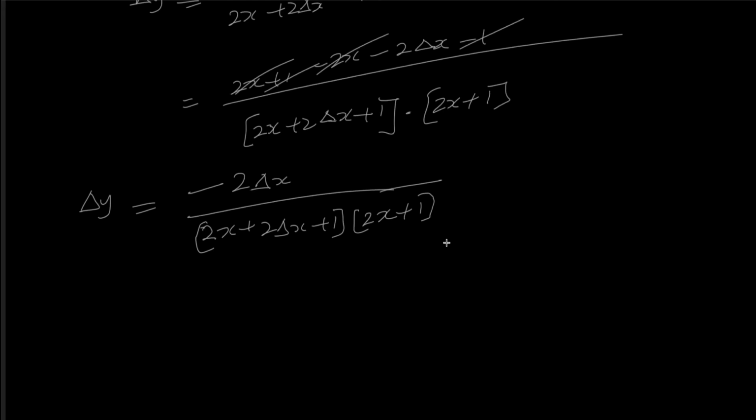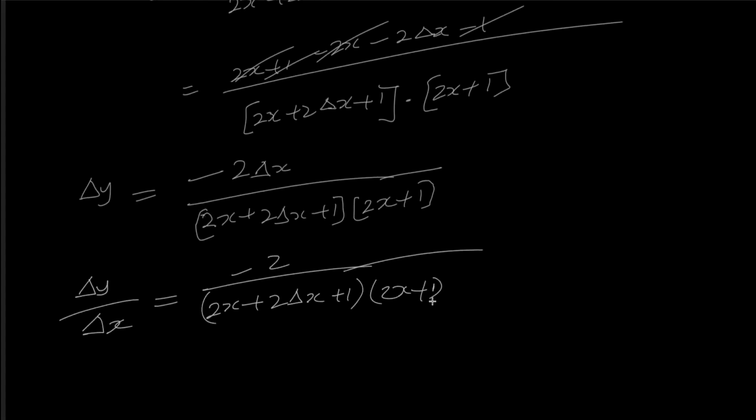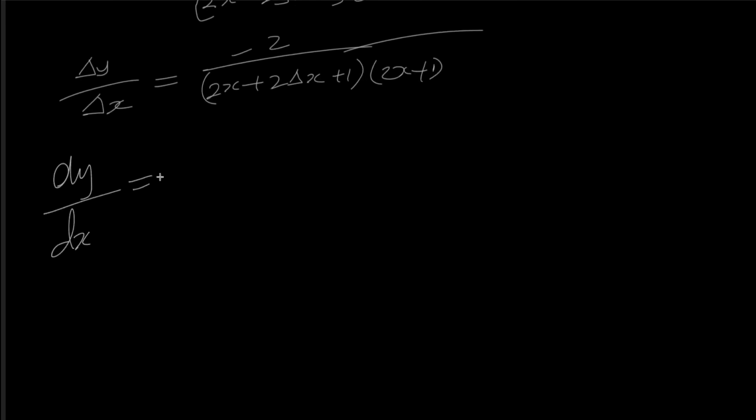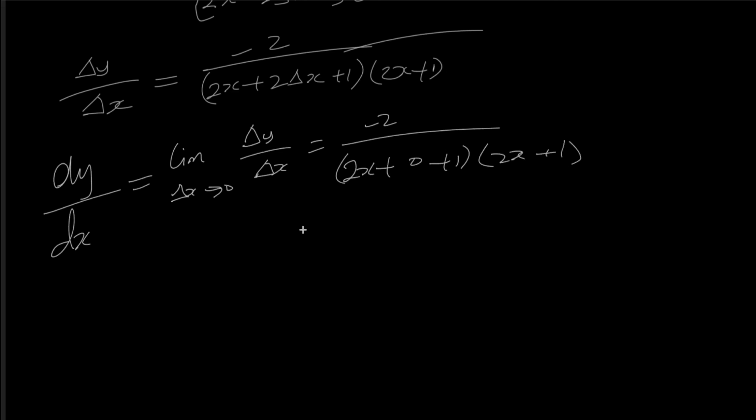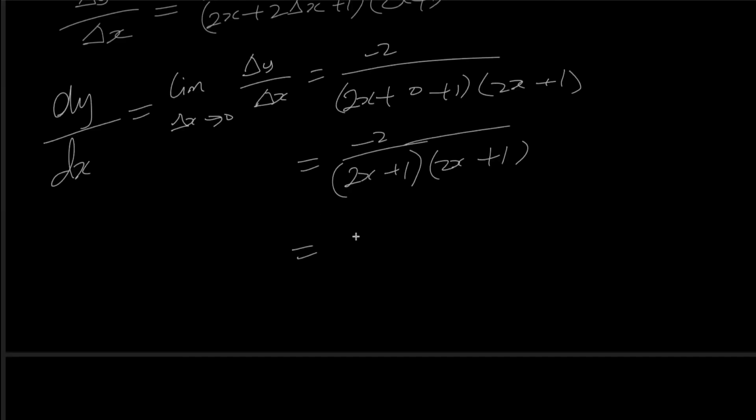So let's divide both sides by delta x. You agree with me that if we divide this one by delta x, we're going to have this all over. Okay, now let's introduce dy/dx now, which is equal to this only when delta x is approaching 0. Therefore this over this will give us minus 2. Any other thing that has delta x here will be 0. So we have 2x plus 0 plus 1, 2x plus 1, which is equal to minus 2 over 2x plus 1, 2x plus 1. And you agree with me that when you solve this now, you're going to have minus 2 over 2x plus 1 raised to the power 2.